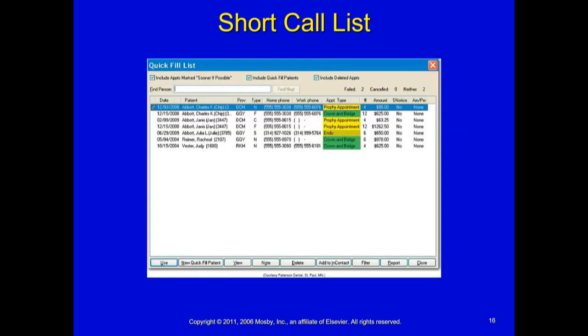So this is just a picture of what that looks like in EagleSoft, and it shows you if they showed up to the appointment or not. So this way you can call them and have all the information right in front of you and book them an appointment. So the date that's on the far left was the last time that they were seen.